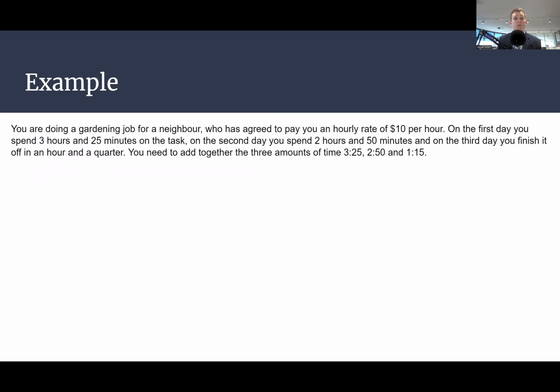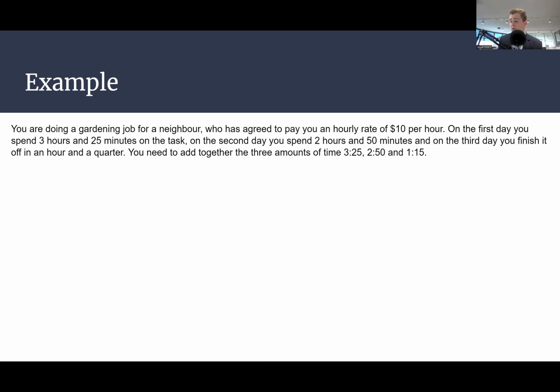You're doing a gardening job for a neighbor who has agreed to pay you an hourly rate of $10 per hour. On the first day, you spend 3 hours and 25 minutes on the task. On the second day, you spend 2 hours and 50 minutes. And on the third day, you finish it off in an hour and a quarter. You need to add together the three amounts. So 3 hours 25, 2 hours 50, and 1 hour 15.